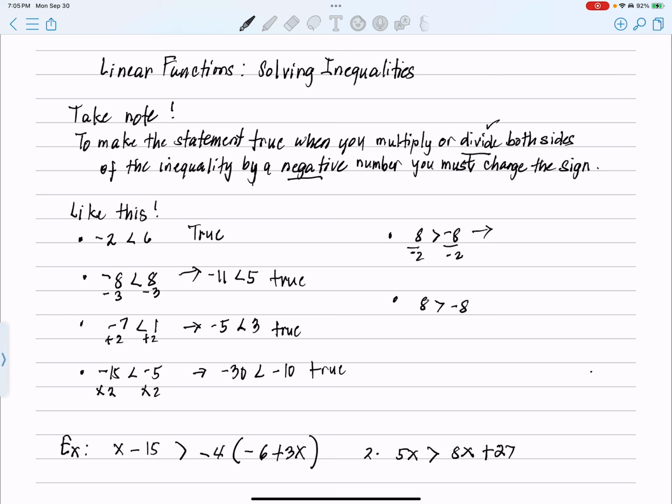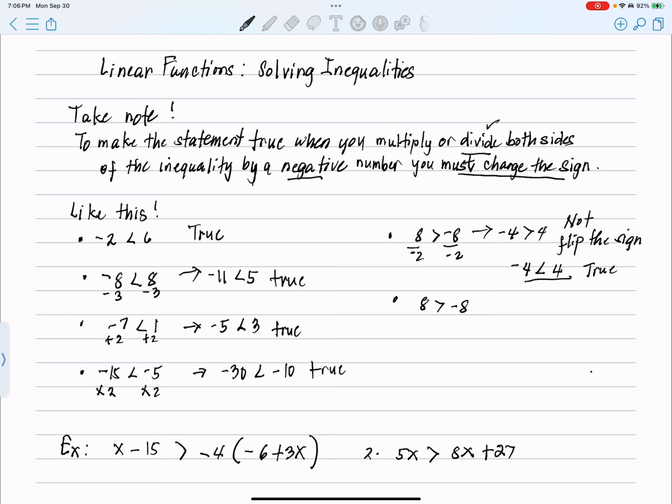We have a negative 4 greater than 4. Is this a true statement? No, it's not. So what we're going to do, it says you must change the sign. That means we flip the sign to make it true. So in other words, negative 4, the sign is greater, we flip that to less than. So it's negative 4 less than 4, and this is now true. Okay?